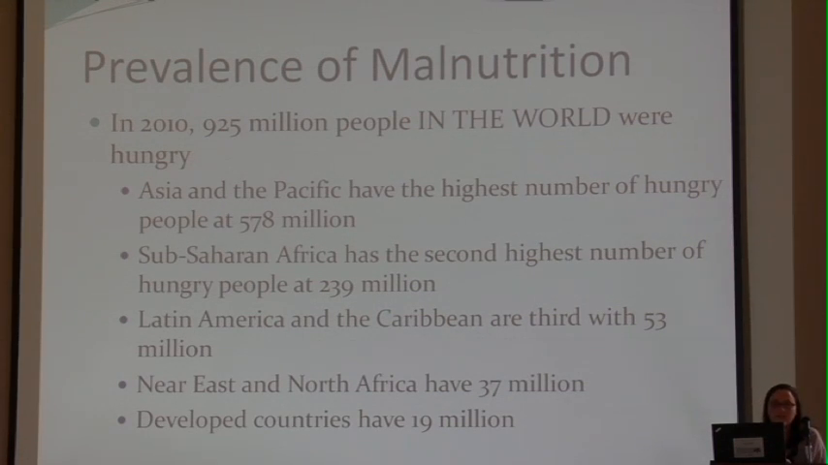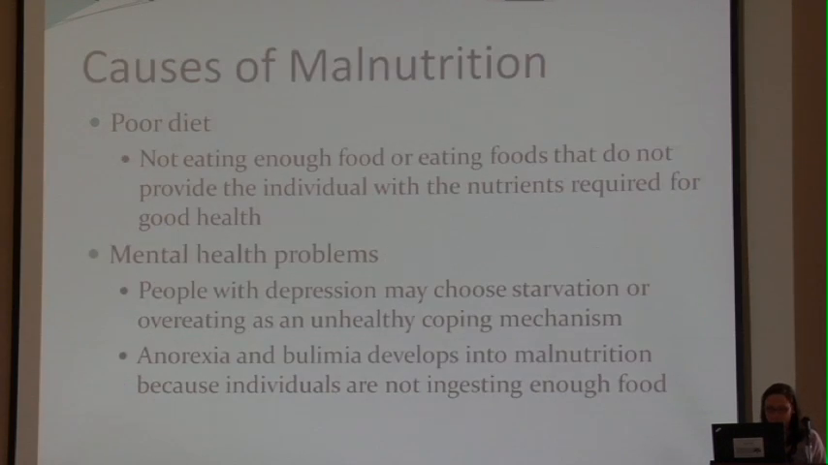In 2010, 925 million people in the world were hungry. Asia and the Pacific have the highest number of hungry people at 578 million. Sub-Saharan Africa has the second highest number of hungry people at 239 million. Latin America and the Caribbean are third with 53 million. Near East and North Africa have 37 million, and developed countries have 19 million.